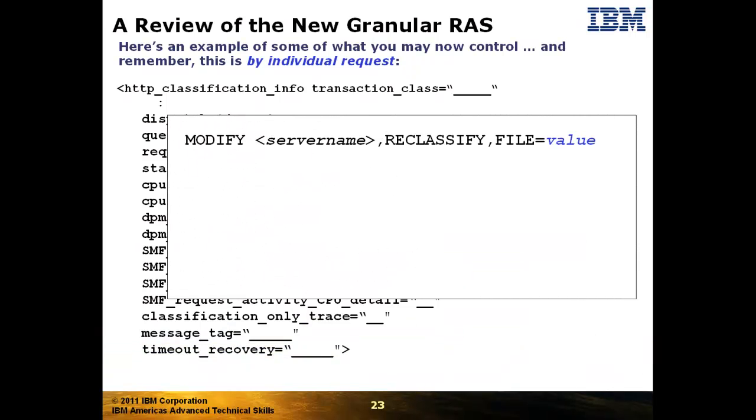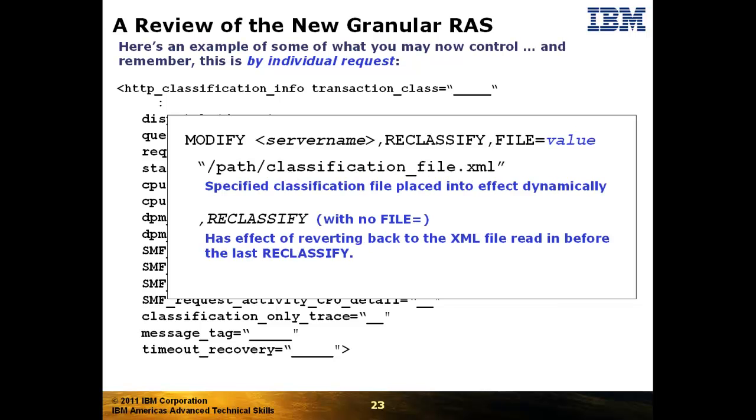The MVS modify command allows you to dynamically enable a classification file. The command is as you see on the chart. If you specify a path and a file, then that file is dynamically enabled and made active. You can also tell WAS to reclassify without specifying a file. That causes WAS to just reparse whatever file was in effect before. This gives you the option of either just updating the same file or switching between different files. Using different files gives you a way to back out an XML classification file that introduces behavior you didn't intend.